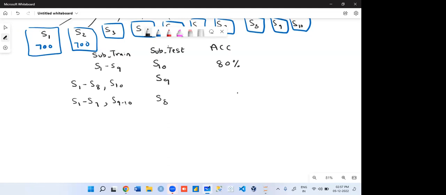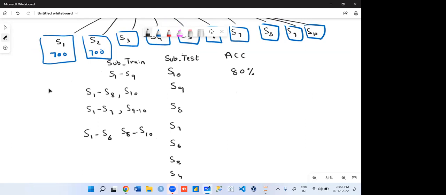ये क्लियर हो गया. ये हो गया S7, 1 to S6, then this logic clear हो गया. The process will repeat until every subset will come in test for you. So how many models will be building? 10. So what is the value for K we have taken? 3. So K 3 hai. Okay. And we made 10 models.